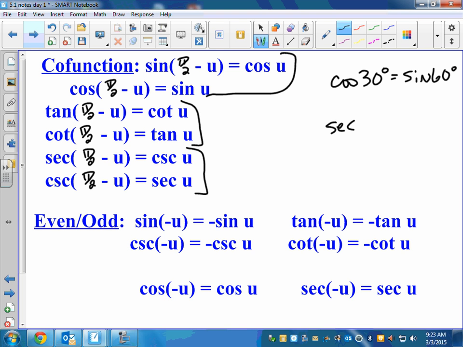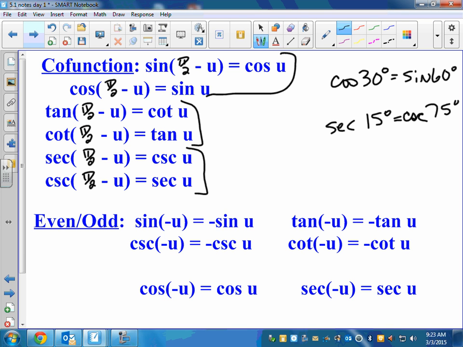Secant of, I don't know, let's stick with degrees, it's easier. Secant of 15 degrees is not a pretty number, but I can tell you, because secant and cosecant are cofunctions, that secant of 15 degrees would equal cosecant of 75 degrees, because they add up to 90 degrees. That's what that all says. You're going to see as we do these identities and these proofs, you don't really need to know the number part, you need to just know what you can fill in.